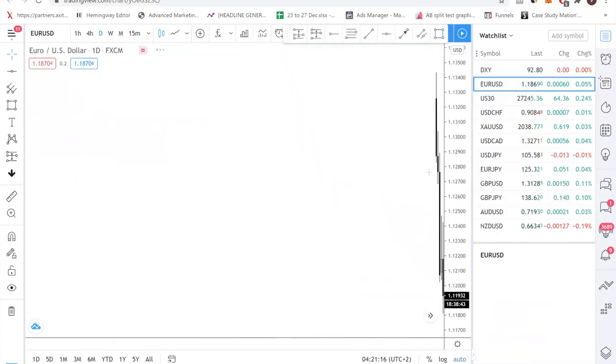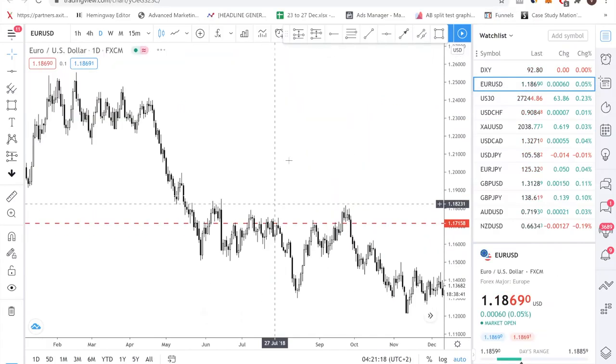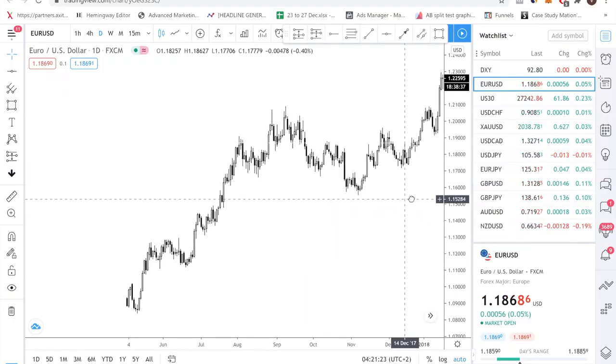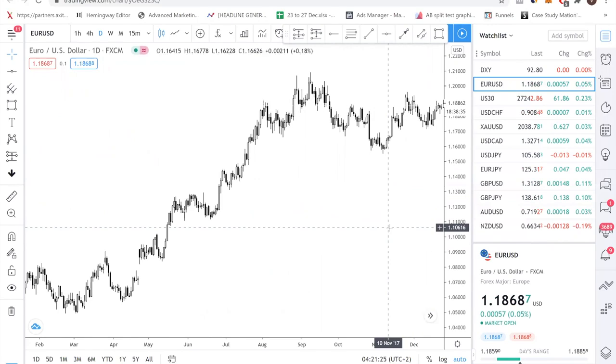So let's go to the euro dollar. Let's look at another chart. Let's start from scratch. Let's say that we are over here. So first question, what type of market condition are we in?